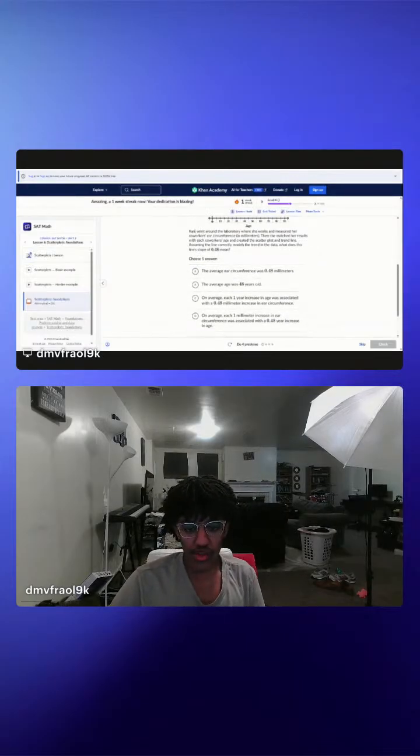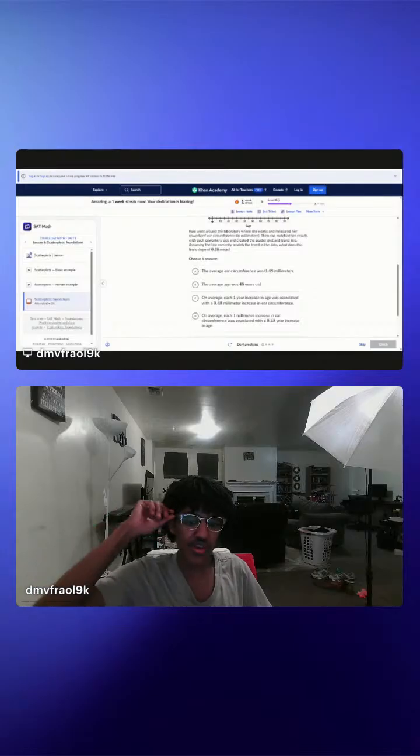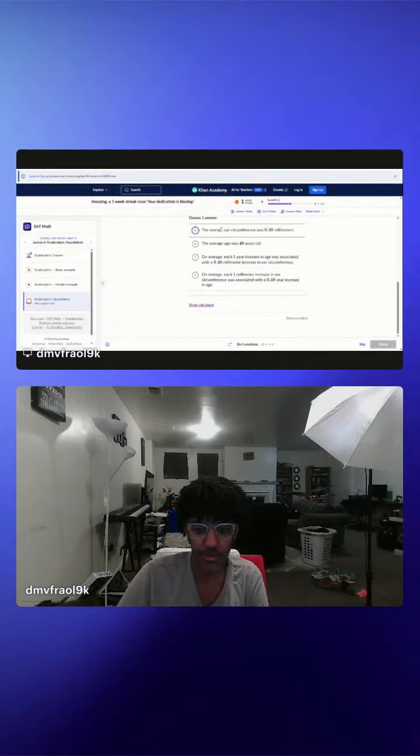Renee went around the laboratory where she worked and measured her coworkers' ear circumference in millimeters. Then she matched her results with each coworker's age and created a scatter plot and trend line. Assuming the line models the trend in data, what does the line slope of 0.48 mean?